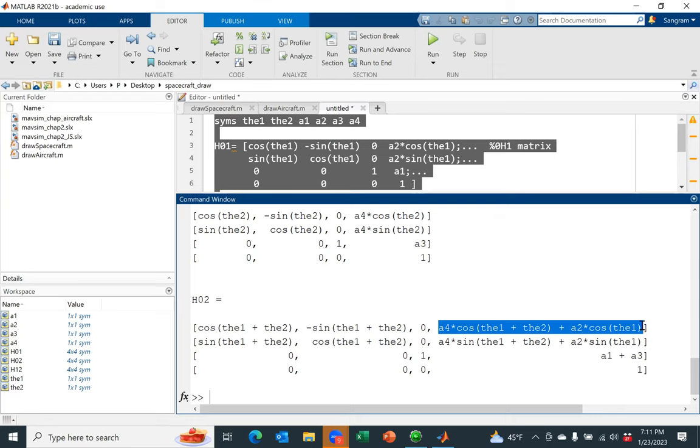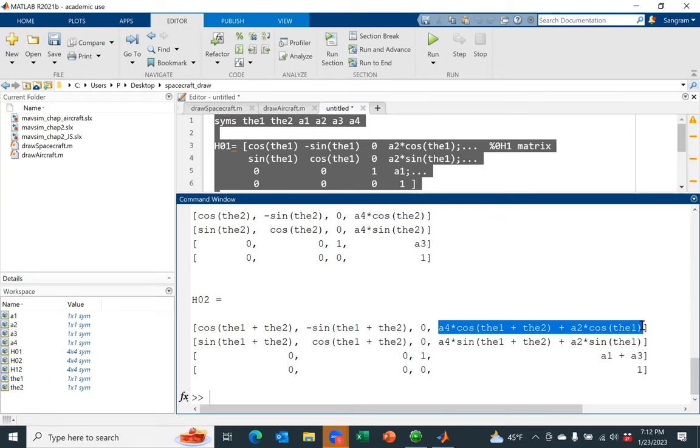And from here, performing velocity analysis is also very simple. Because please understand, A4 is a constant. A2 is a constant. A1, A3 is a constant. So if I take the derivative, clearly there is no velocity in the Z direction, because in the Z direction the robot doesn't move. However, theta 1 is a function of time. Theta 2 is a function of time. If I take the derivative of this, I get the velocity in the X direction, so I get Px dot. If I take the derivative of this, I get Py dot.